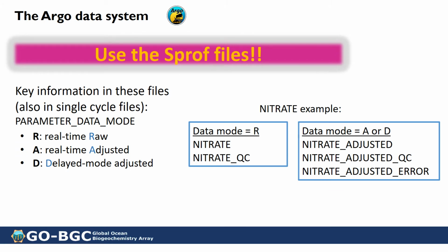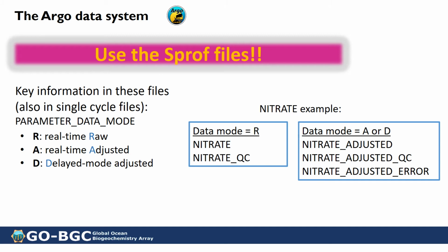Another key field within the SProfile file, as well as the single profile file, is the parameter data mode. This exists for each parameter and can be either R for real-time raw, A for real-time adjusted, or D for delayed mode adjusted. If we look at nitrate for an example, if the only fields present are nitrate and nitrate QC, and no adjusted data is present, then the data mode is R. If adjusted fields are present, such as nitrate adjusted QC and nitrate adjusted error, then the data mode is either A for real-time adjusted or D for delayed mode adjusted, and the parameter data mode would indicate which.